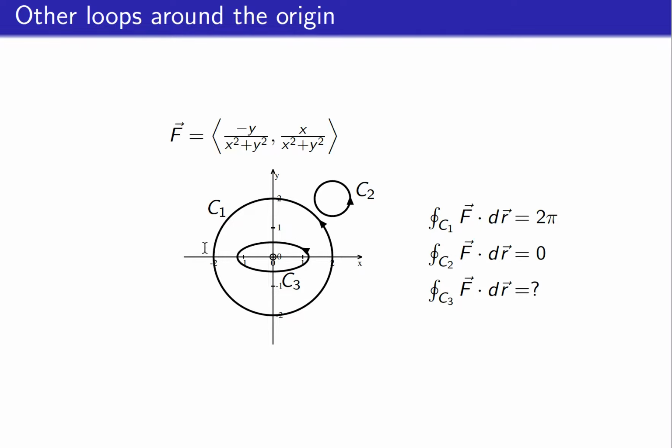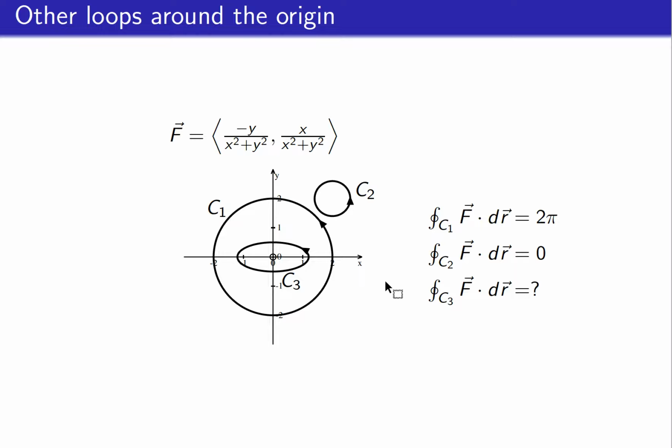So the integral on C1 is 2 pi. The integral on C2 is 0. What about integrals on C3? Here I've drawn another shape. It's an ellipse around the origin. Again, I cannot say that it's 0 because it's including the origin. Just like C1, I can't say that it's 0.